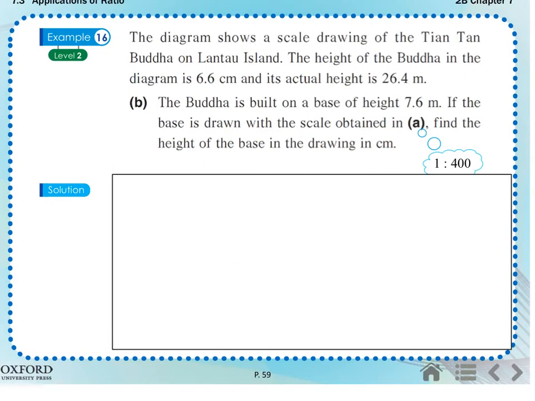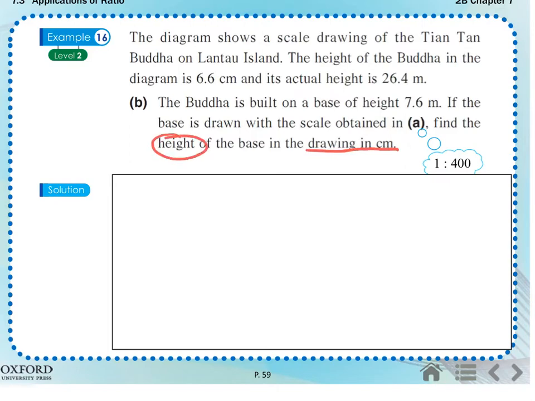Let's look at part B. The Buddha is built on a base of height 7.6 meter. If the base is drawn with the scale obtained, 1 to 400, find the height of the base in the drawing. So this one is not the actual. We are going to find out the drawing height in cm.